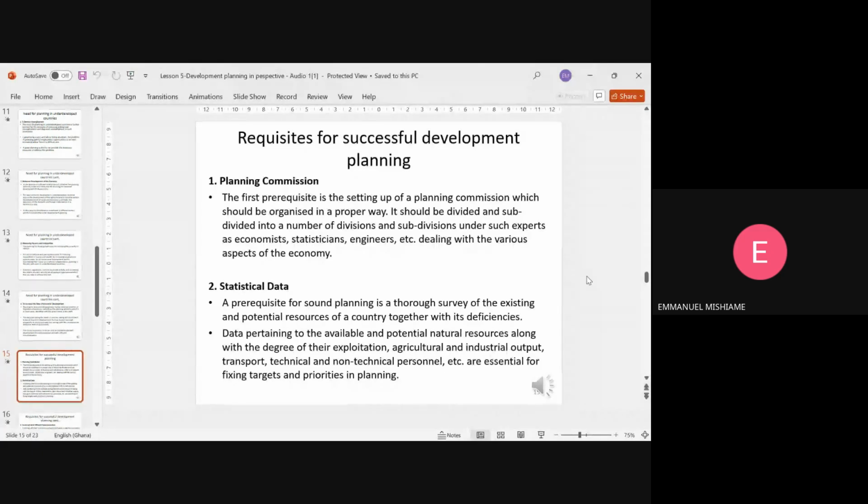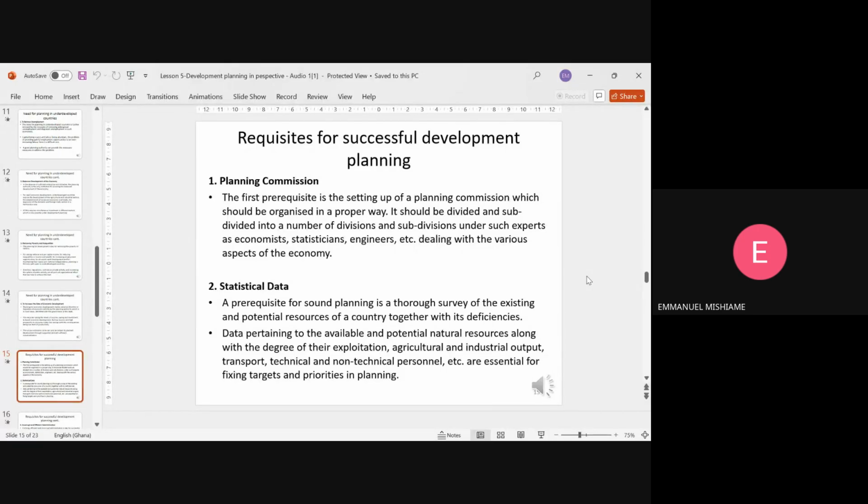Okay, so all of these things go to say that there must be a certain body that is responsible for planning at all levels and dealing with different aspects of the economy. That's the first requisite, the first thing that you need for successful development planning. You need a commission to be put in place to ensure that activities go on smoothly.